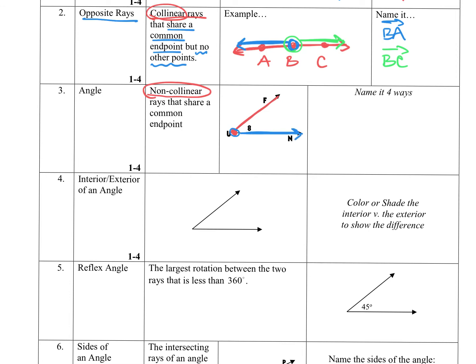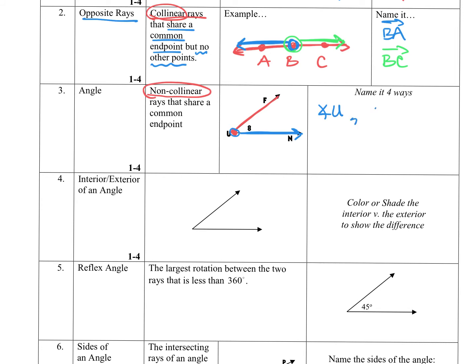To name that angle, I've got a couple choices. We're going to put the little angle symbol in the front. Remember, I like to do the little arc. You don't have to. If I only have one angle that has this common endpoint, I can name it with that. You guys probably already know that's called the vertex. So I could say angle U.